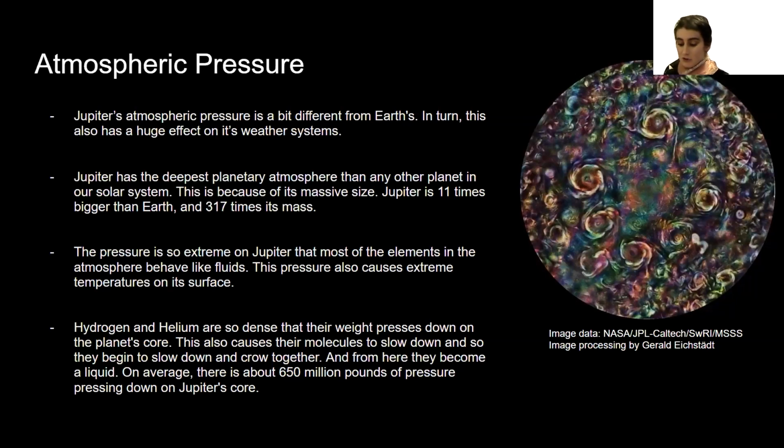The pressure is so extreme on Jupiter that most of the elements in the atmosphere behave like fluids. The pressure also causes extreme temperatures on its surface. The origin of its pressure is caused by the heavy elements contained within it. Hydrogen and helium are so dense that their weight presses down on the planet's core, and this also causes their molecules to slow down and crowd together. Here they become a liquid and start to swirl. On average, there's about 650 million pounds of pressure pressing down on Jupiter's core.